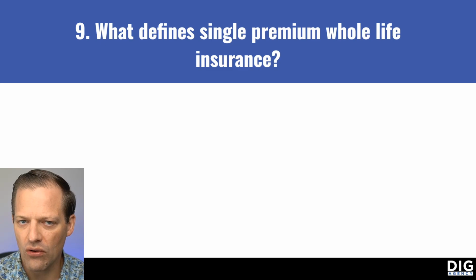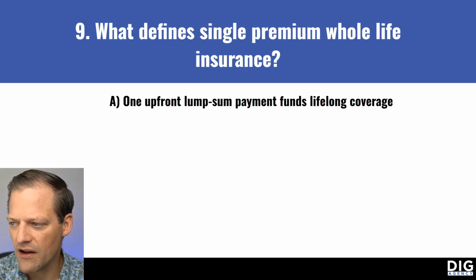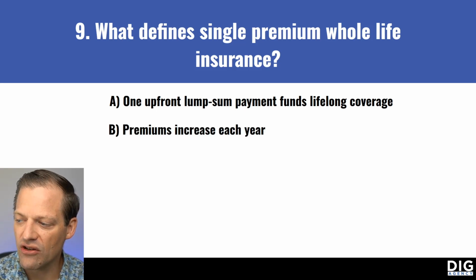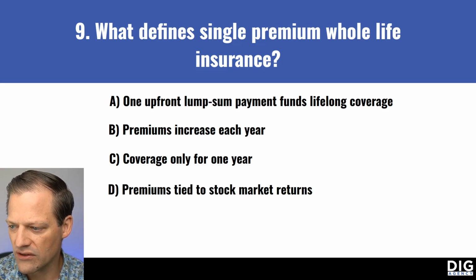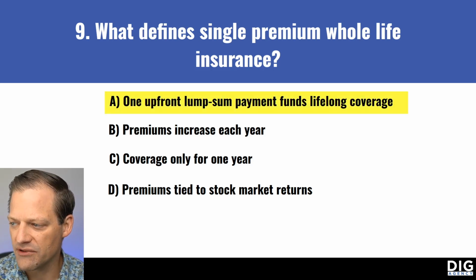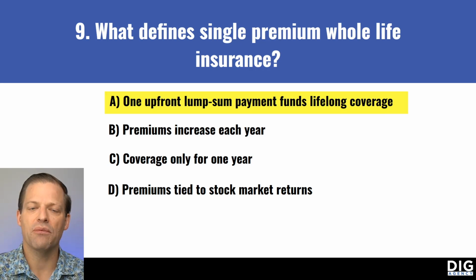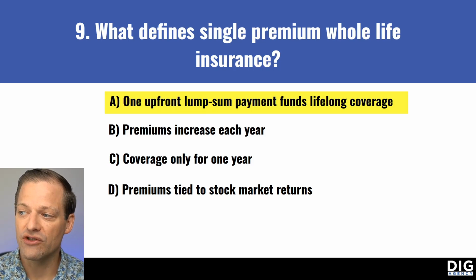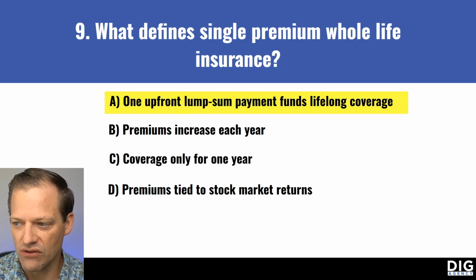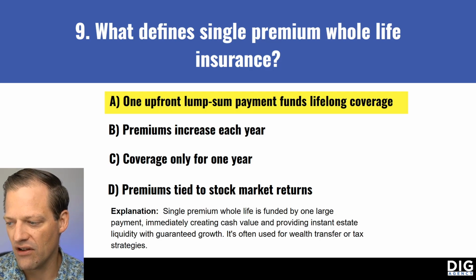What defines single premium whole life insurance? A, one upfront lump sum payment funds lifelong coverage. B, premiums increase each year. C, coverage only for 1 year. Or D, premiums tied to stock market returns. The answer is A, one upfront lump sum payment funds lifelong coverage. Again, single premium, think about it like this. It's whole life insurance. It lasts your whole life, right? But there's a single premium payment. So in this case, it's a one-time payment. You pay it up front, and that's it, and you now have lifelong coverage for the rest of your life.